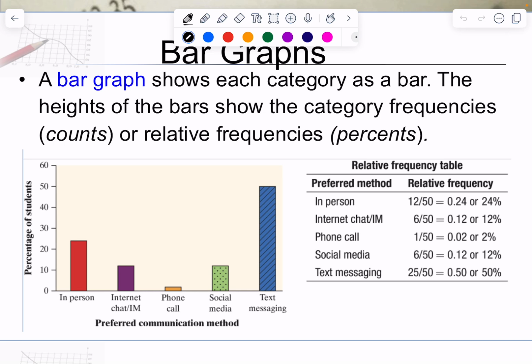We have one set of graphs that work categorically, and another set of graphs that work quantitatively, so we have to make sure that we're matching the appropriate graph with the type of variable that we're working with. Bar graphs would be our first type of graphical display involving categorical data. It shows a category as a bar. The heights of the bars show the category frequencies, the counts, or you can create a relative frequency bar graph using the percentages from your relative frequency table. Basically, all this is just a visual representation of our frequency table.